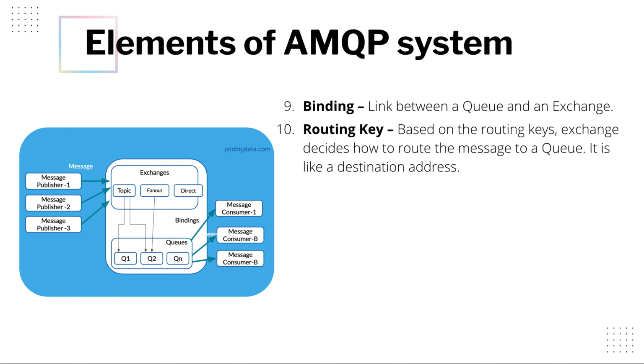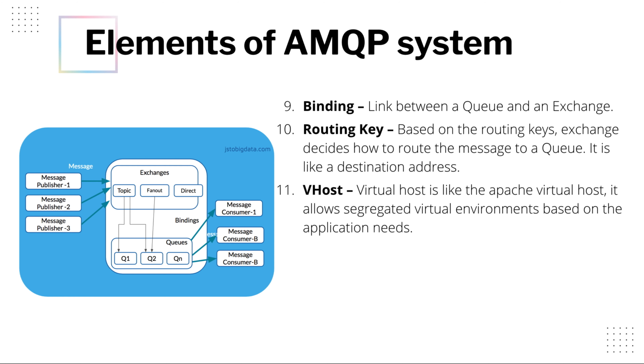Then we have routing key. Based on the routing key, the exchange decides how to route the message to a queue. It is like a destination address. Then we have something called virtual host, which is like Apache virtual host. It allows segregation of the environment based on the application needs.